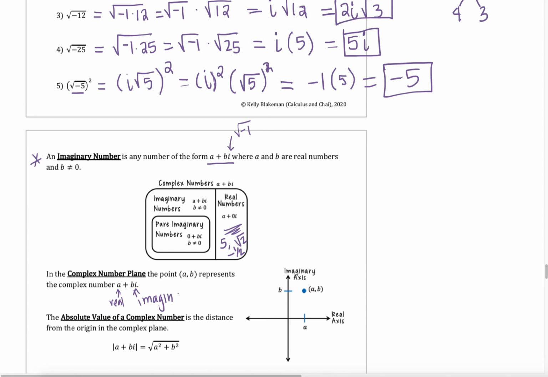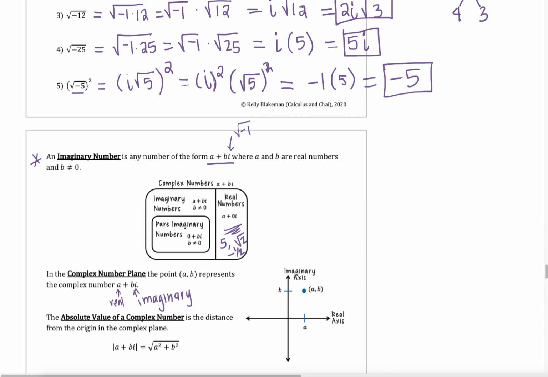So what we have here to the right looks very similar to what we were looking at before. We have an x and a y-axis. But instead of calling it the x and the y-axis, I'm calling the x-axis the real axis now. So that's representing this a component. And then our y-axis is now our imaginary axis, and that's representing the b component. So if I have some number a plus bi, I can graph that as a coordinate pair at a comma b, where a is the real component and b is that imaginary component.